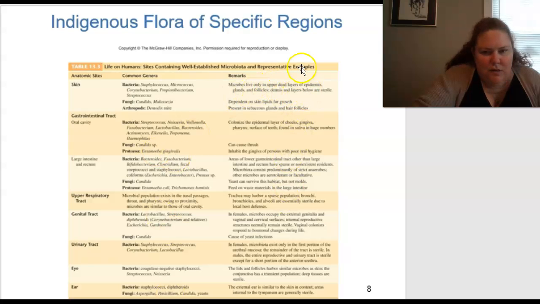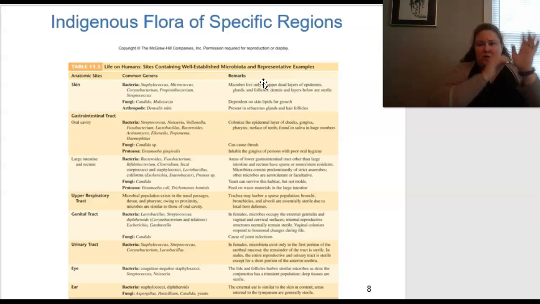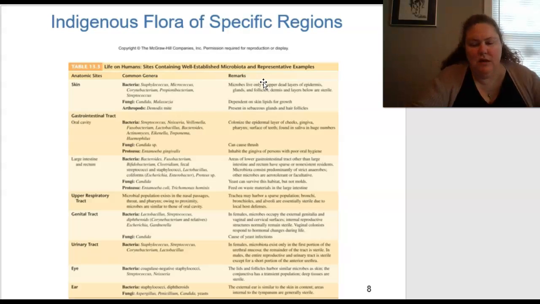And then remarks on where they live. So for instance, on the skin, the microbes live only in the upper dead layers of the epidermis, glands, and follicles. The dermis and layers below are sterile. So it's just that the biota live on the surface, but not deep inside.